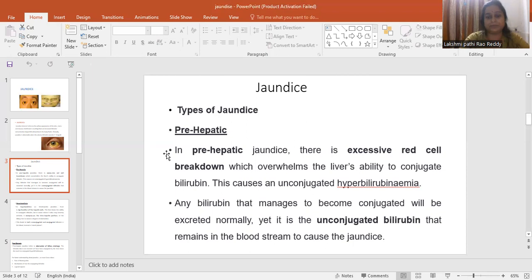Now, bilirubin will normally become conjugated in the liver and get excreted from the body. This unconjugated bilirubin remains in the bloodstream and causes the jaundice. Jaundice here means that the level of bilirubin is increased and it is detected in our body fluids.